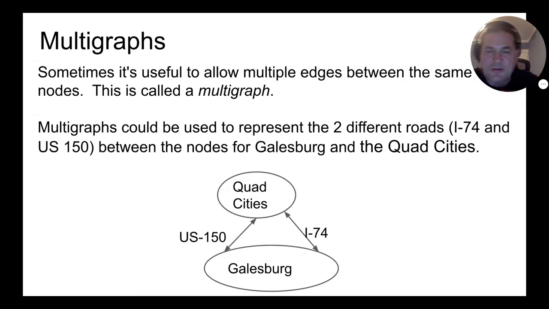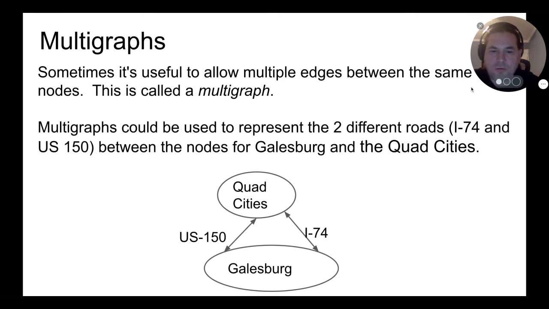Okay, multigraphs. Sometimes it's useful to allow multiple edges between the same nodes. This is called a multigraph. So there's more than one way to get from Galesburg to the Quad Cities, and there are two obvious ways when we want to go get Thai food. You can either take 74, the interstate, or you can take US 150, which is basically Henderson Street. You just keep driving north and it dumps you out right by the airport, and then you make a left and a right. We go for Thai food a lot. That's what I'm saying. Thai food is really good in the Quad Cities.